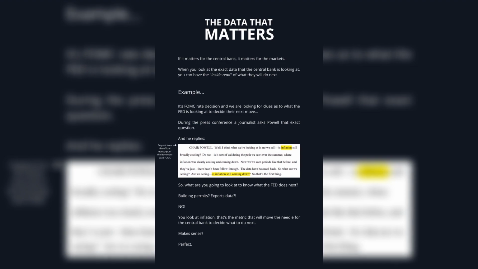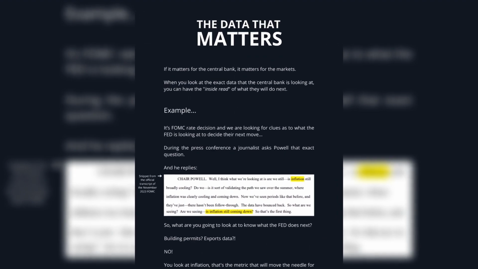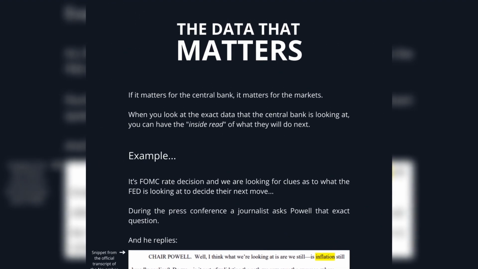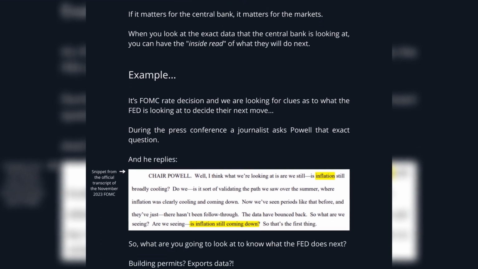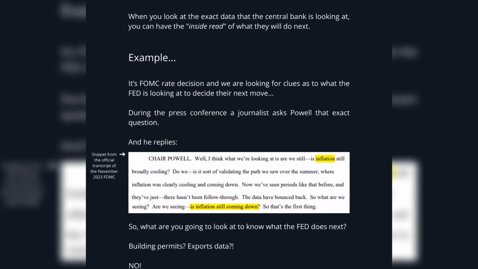Now, if it matters for the central bank, it matters for the markets. When you look at the exact data that the central bank is looking at, you can have the inside read of what they will do next. Example, it's FOMC rate decision day, and we're looking for clues as to what the Fed is looking at to decide their next move. Now, during the press conference, a journalist asked Powell the exact question, and he basically replies that the key focus for them is on whether inflation is coming down or not. That's what they want to know to decide whether they start cutting rates or not.